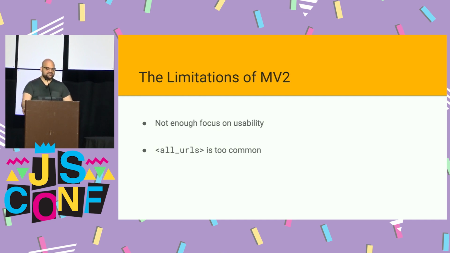But in general, all URLs is too common. It is a very powerful permission. It is, unfortunately, currently the only way to do some things like passively inject UI into a page. And when it's too common, that means that we can't detect anomalous use of this permission because everybody requests it.